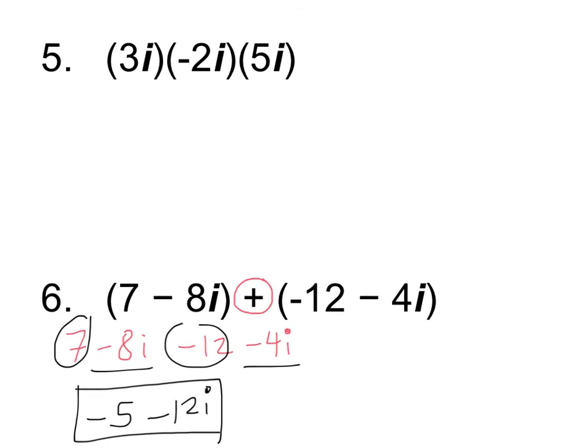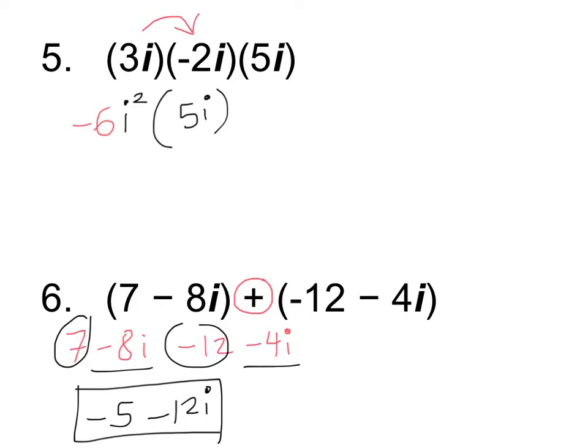Now, as you can see here, you have 3 things to multiply together. So let's start by multiplying the 3i by the negative 2i. 3 times negative 2 would give you a negative 6, and i times i would give you an i squared. So what you do is multiply 3i by negative 2i, and then you copy the 5i, because now you need to work with this and try to simplify it.